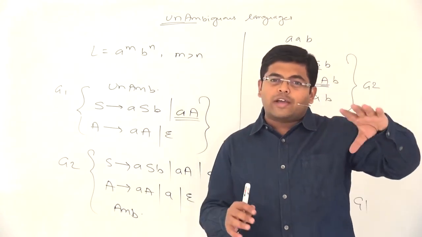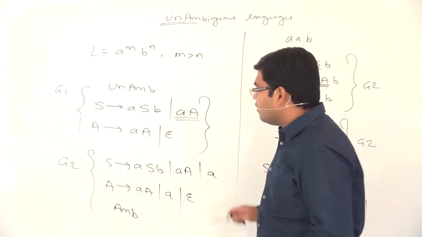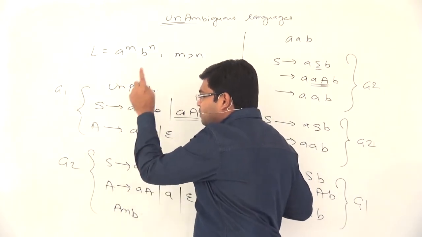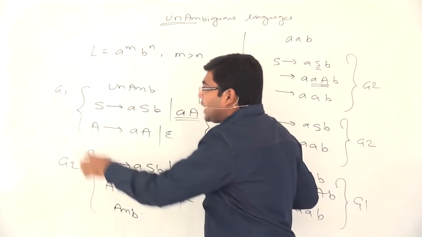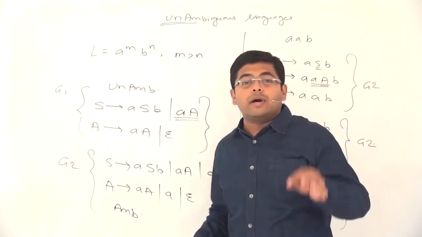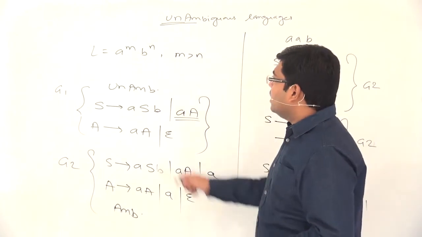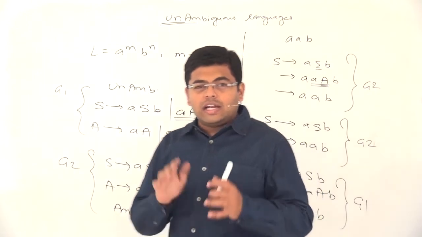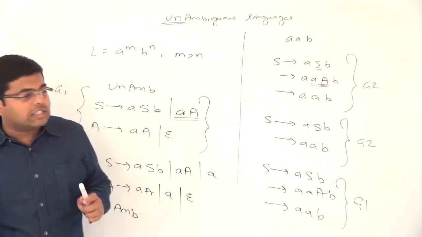Okay, the ambiguous language definition is different. However, just because at least one unambiguous grammar exists, we can say that L is an unambiguous language. And now let us see a third example.